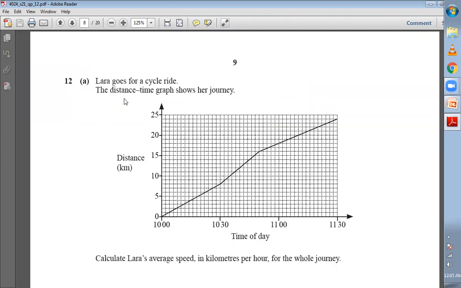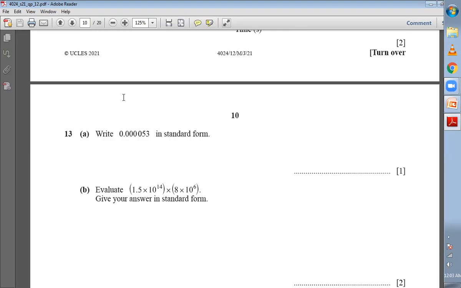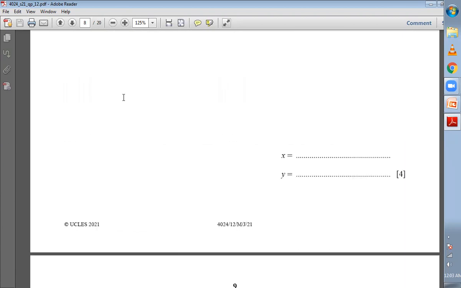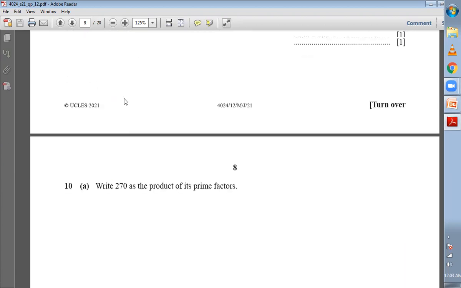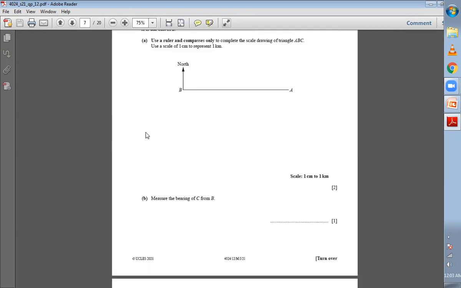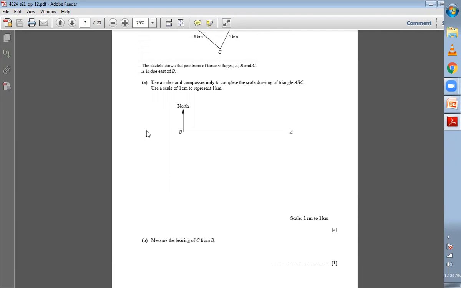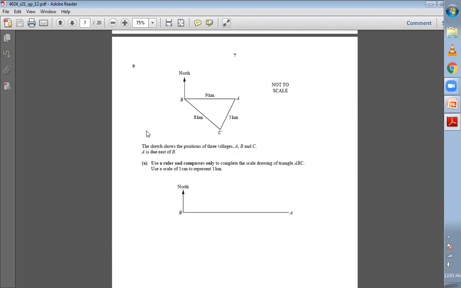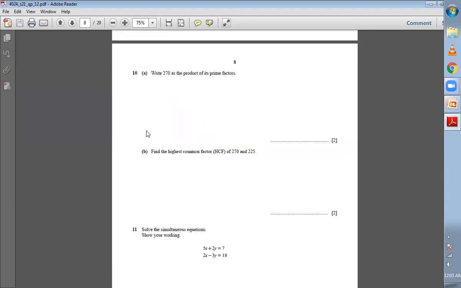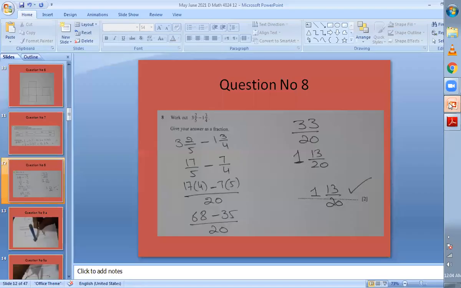Let me show you. Here we go. Oh, sorry, I went fast forward. Okay, so this is the question. I want to show you the whole diagram. Measure the bearing of C from B is the last part. We have to draw this triangle, and then we have to measure the bearing of C from B. This is 2 marks, 1 mark. Let me show you how I've done this.